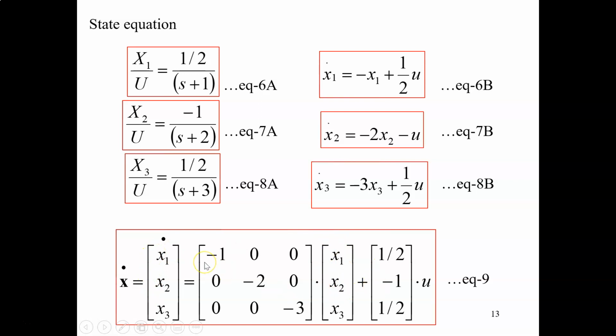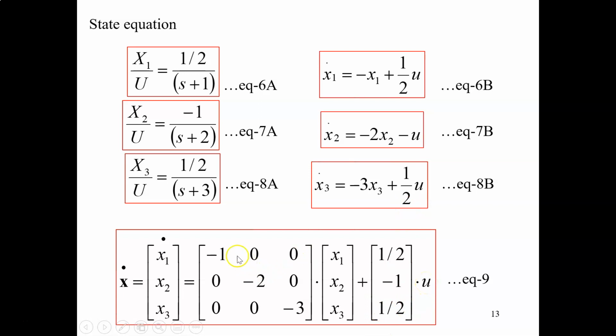Now, of course, all 3 states are affected by the input. So the second part of your 3 equations goes into the B matrix. The first one, x1 dot, is affected by half of u, that's half. The second one, x2 dot, is affected by minus 1, that's minus 1. So x3 dot is affected by half of u again, so half.